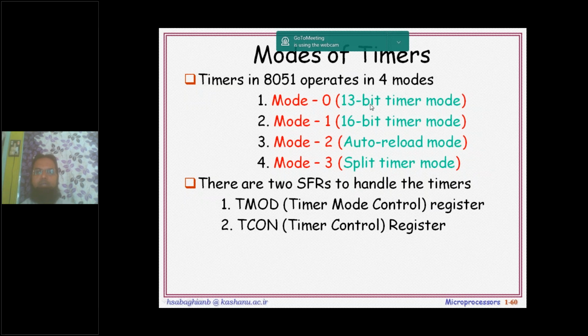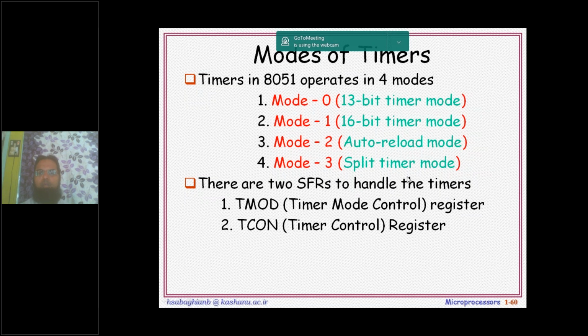So in mode 0, the timer can be used as a 13-bit timer, and in mode 1 the timer can be used as a 16-bit timer. In mode 2 it is used as an auto reload mode. Auto reload mode means this is a mode wherein the timer acts as an 8-bit timer, and automatically whenever the overflow occurs, the value will be loaded, and then the timer again starts running. Means continuously the timer is running in the auto reload mode until you stop it.